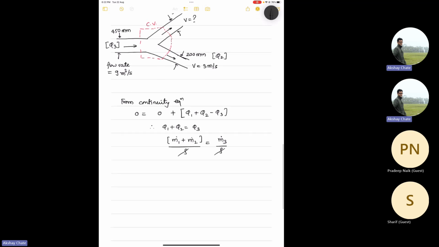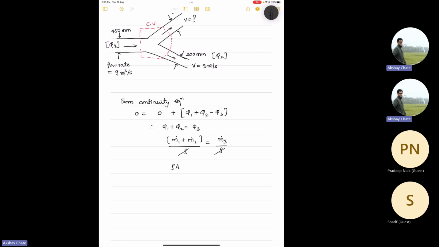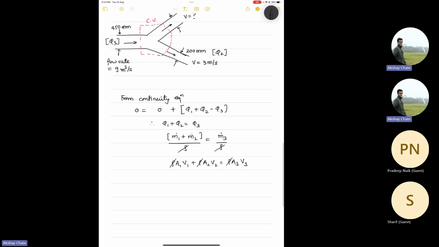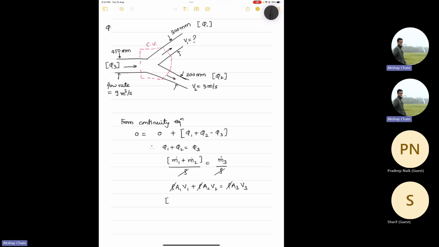Anyway, let's go ahead. So now m dot 1 is rho A1 V1 plus rho A2 V2, that will become rho A3 V3. Again this rho gets cancelled. So basically we have A1 V1 plus A2 V2 equal to A3 V3, and now it becomes easy because V2 is known. What will be A1? A1 is nothing but the cross-sectional area of the pipe. So from the figure, A1 is nothing but 300 into unit depth.